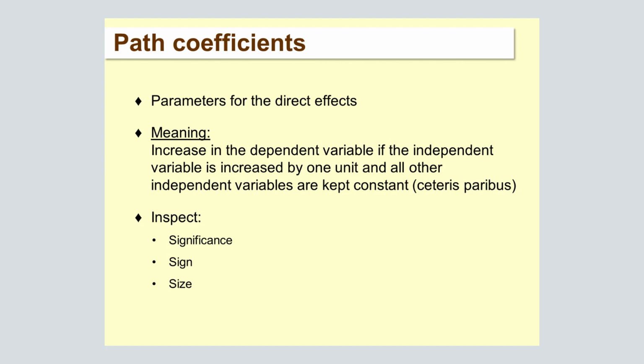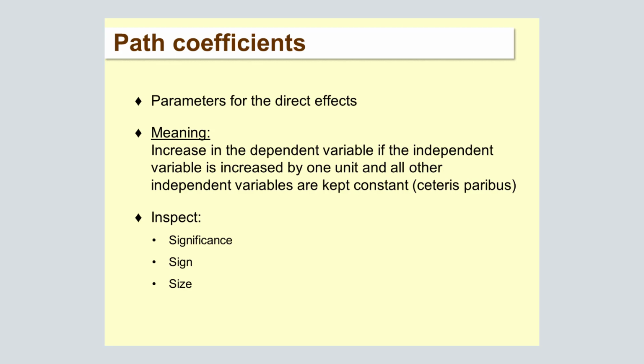Many analysts regard the path coefficients as the most important output of structural equation modeling. The path coefficients are the parameters for the direct effects. They can be interpreted like regression coefficients. That means an increase in the dependent variable if the independent variable is increased by 1 unit and all other independent variables are kept constant, so-called ceteris paribus. Particularly the second half of this sentence is very often forgotten in practice, but it's very important to correctly interpret a direct effect.